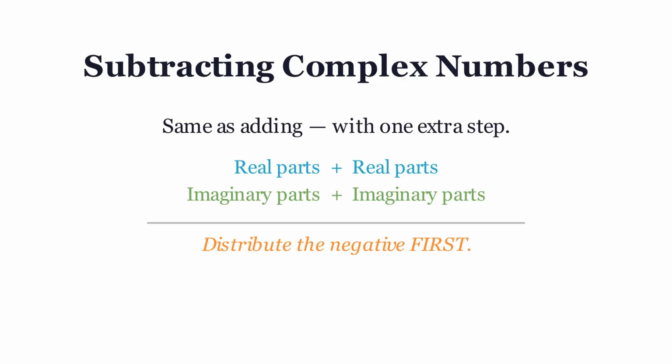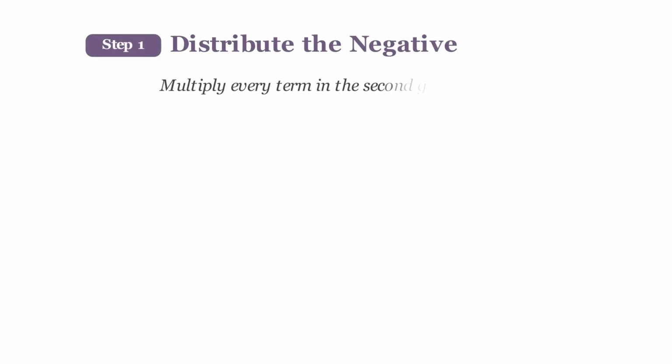We are subtracting 6 minus 3i, minus the quantity -4 minus 7i. Step 1. Distribute the negative. This is the step most people rush and where most mistakes happen.